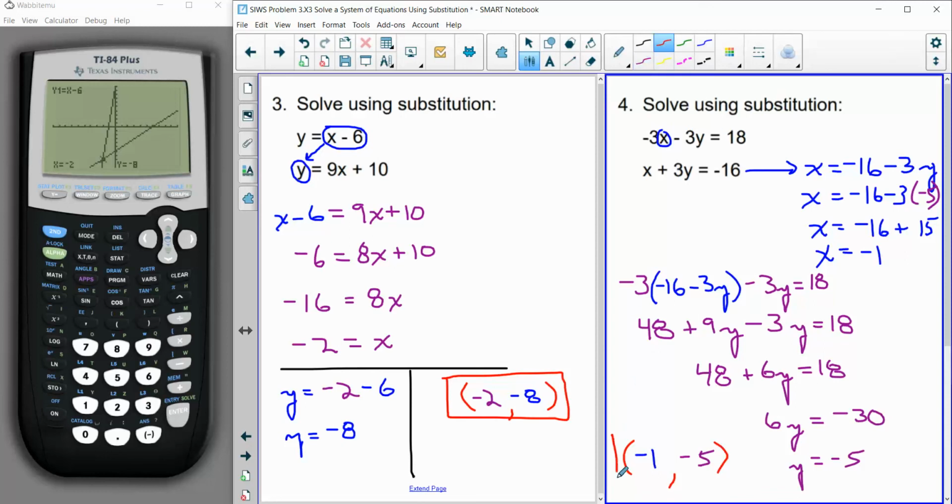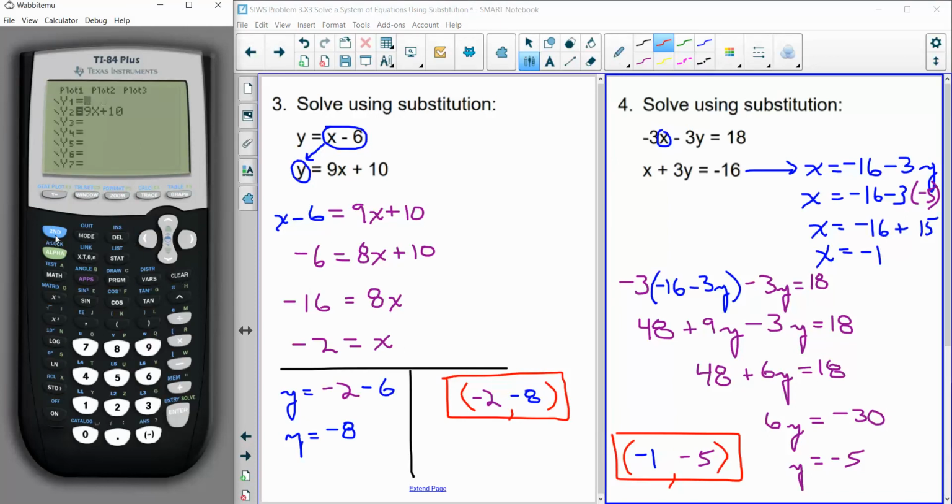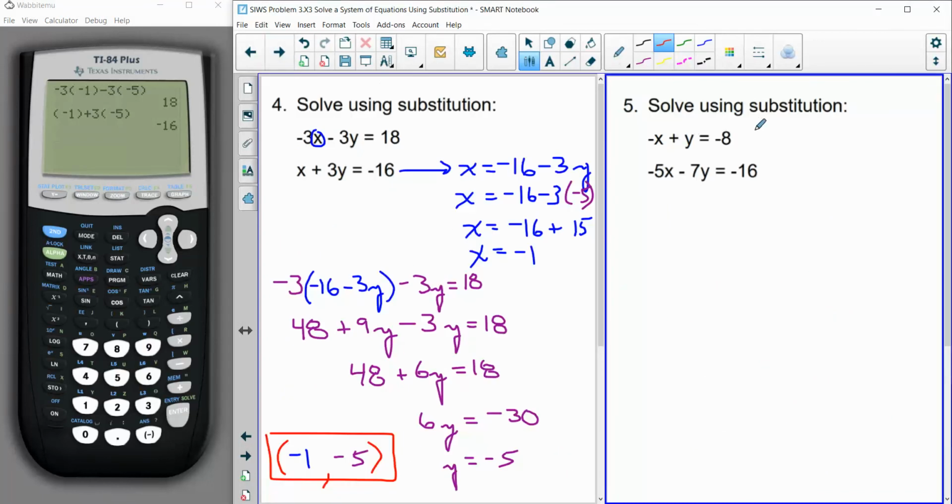Obviously, you got to be really good at solving equations to pull this stuff off. Let's try it here. Let's go back to the main page here. Let's go negative 3 times x, negative 1, minus 3 times y, negative 5, and this should equal 18. It does. Okay, now I'm going to go to the second equation, x, which is negative 1, plus 3 times y, which is negative 5, and this should equal negative 16. It does. Can't really use the table function this time because they're not in slope-intercept form. One more. Let's do it.